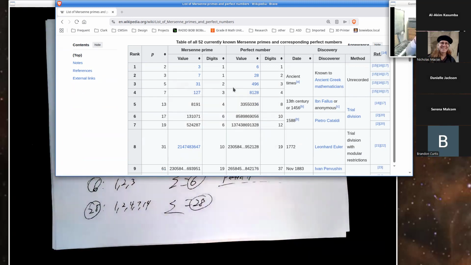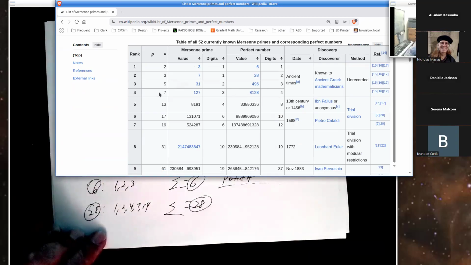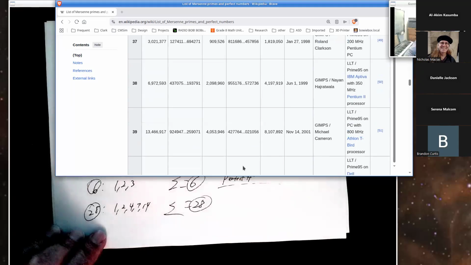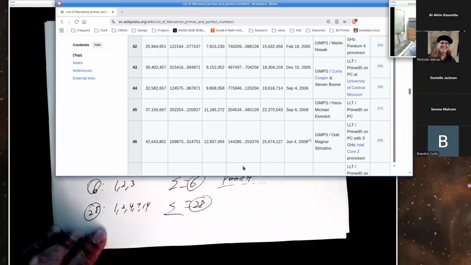And we can prove that when you take a Mersenne prime and multiply by 2 to its power minus 1, you get a perfect number. And since we're multiplying by a power of 2, all of these perfect numbers are even. So one of the unknown questions is, are there any odd perfect numbers? Don't know. It's an open question.